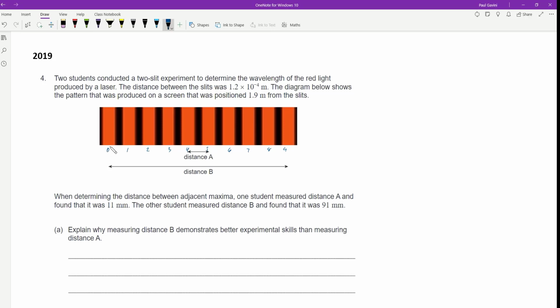A lot of students will start counting at 1, which is a rookie mistake. If you look on your ruler, you notice that the ruler always starts at 0. So there are 9 divisions there.